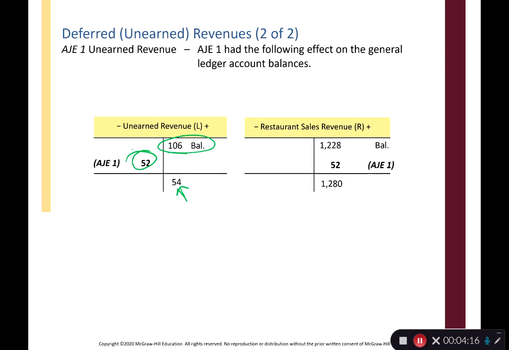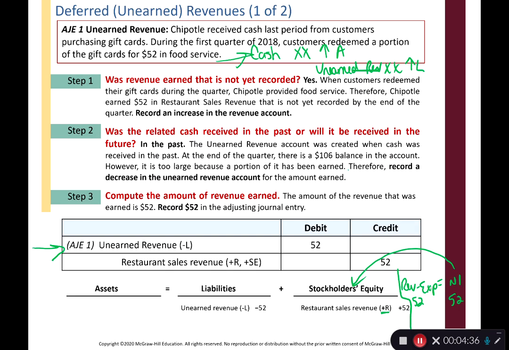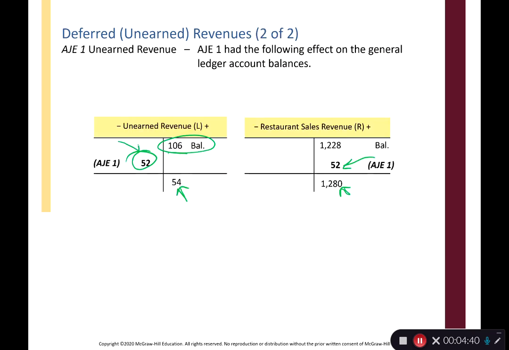So we're adjusting our liability balance and we're also adjusting our revenue balance. The 1228 represents revenue that we previously recorded. We're adding another 52 that's now been earned to get our adjusted balance in revenue, which is this 1280. Remember, this isn't some magic that's going on in these T accounts. All we're doing is shoving our journal entry. So we had unearned revenue on the left. We shoved that on the left of the unearned revenue account.